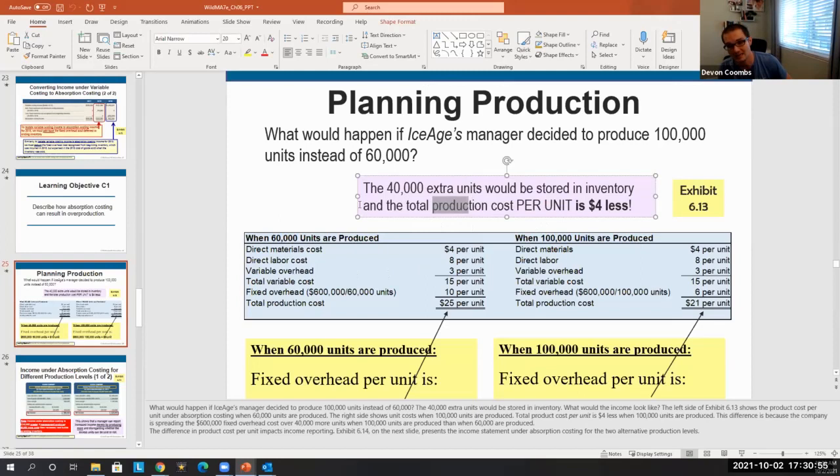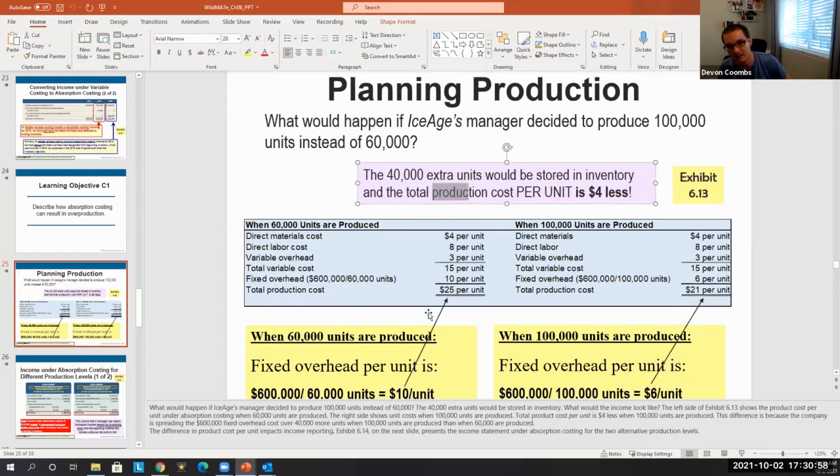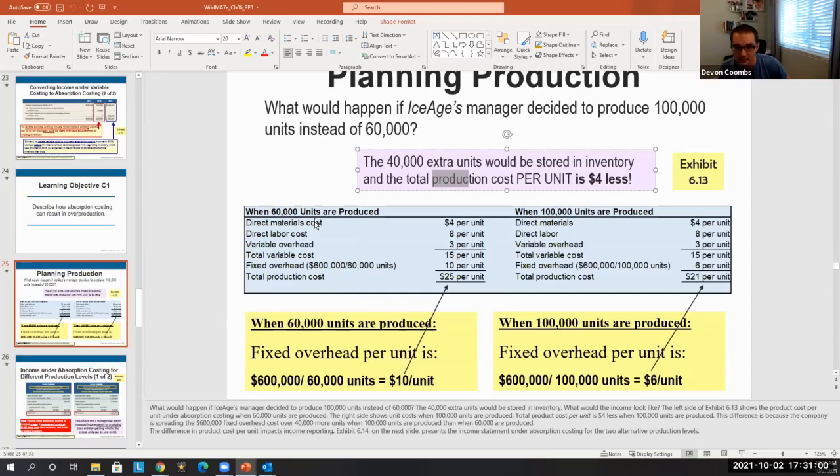And so when 60,000 units are produced versus 100,000 units are produced based on absorption costing. So we're talking about absorption costing here. We can, in theory, lower the amount of total production cost per unit, right? Because we are able to attribute the fixed overhead to more units. So right, we're saying we have fixed overhead of $600,000. And if we're making 60,000 units, it's only $10 per unit. But what if we make 100,000 units?